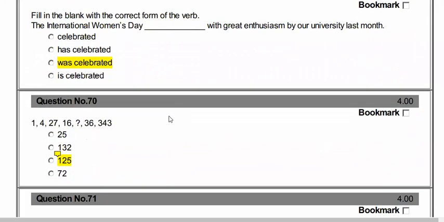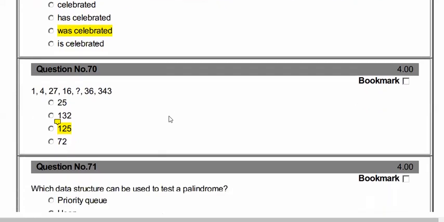Fill in the blank with the correct form of the verb. The International Women's Day dash with great enthusiasm by our university last month. Option C is right, was celebrated. The International Women's Day was celebrated with great enthusiasm by our university last month.